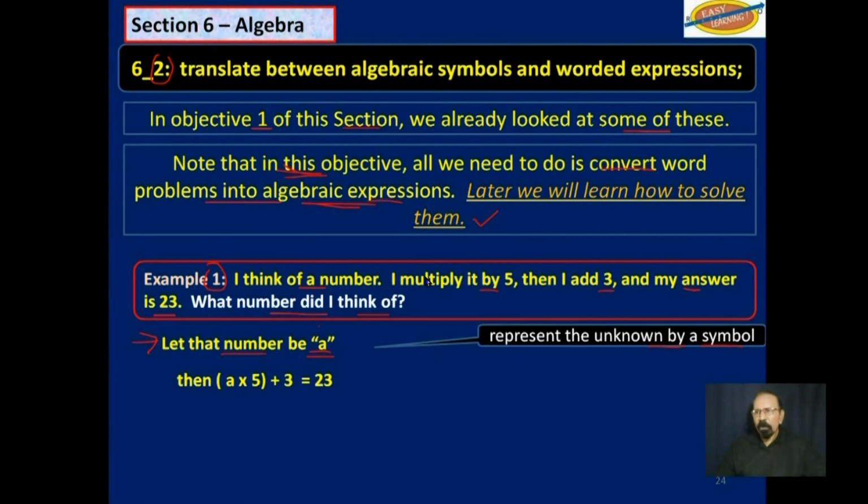So if we let the unknown number be A, we will multiply it by 5. That's A multiplied by 5. Put it in a bracket because we do that first. Then add 3, which is add 3. And my answer is 23. So after doing all of that, I get 23. So it is equal to 23. And instead of that multiplication sign, you may have a dot here. As far as this objective is concerned, we have converted that word problem into an algebraic expression. Later on, we will learn how to solve it.